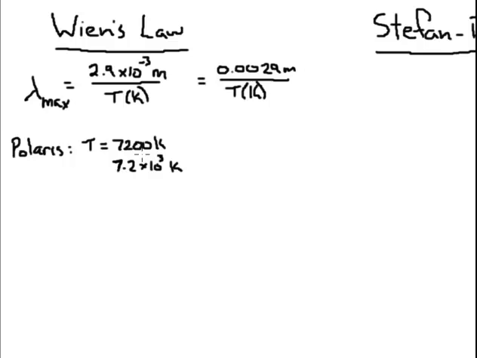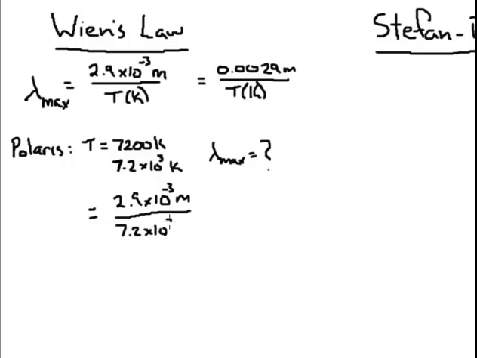Now I'm going to do all these calculations using scientific notation because it's good practice, and I think it's more useful. Once you get the tricks, you can do it pretty quick in your head. So let's take a look here. That's the temperature. I want to find what the peak wavelength is, lambda max. So I can use this equation just as it's written: 2.9 times 10 to the negative 3 meters divided by the temperature in Kelvin, 7.2 times 10 to the positive 3 Kelvin. And that's going to give me this wavelength.